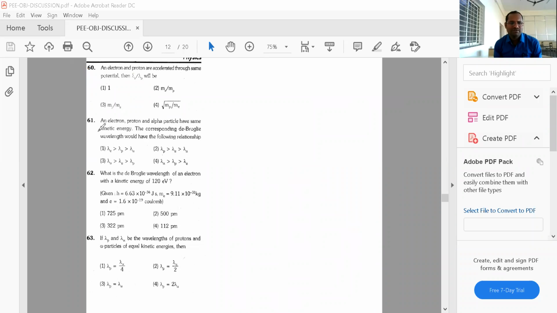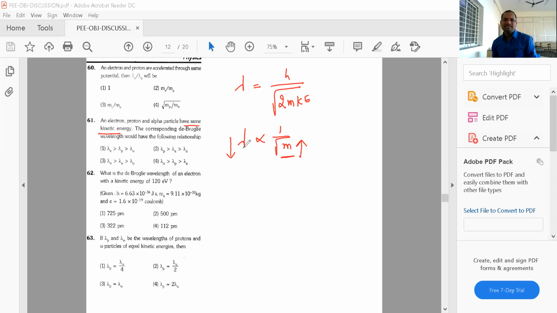See question number 61, they have asked: electron, proton and alpha particle have the same kinetic energy. This type of question we already discussed. All are having the same kinetic energy. Their corresponding wavelengths would have the following relation. We know lambda is equal to h upon root 2m kinetic energy. When kinetic energy is the same, lambda is proportional to under root of mass. Means if mass is more, wavelength will be less.